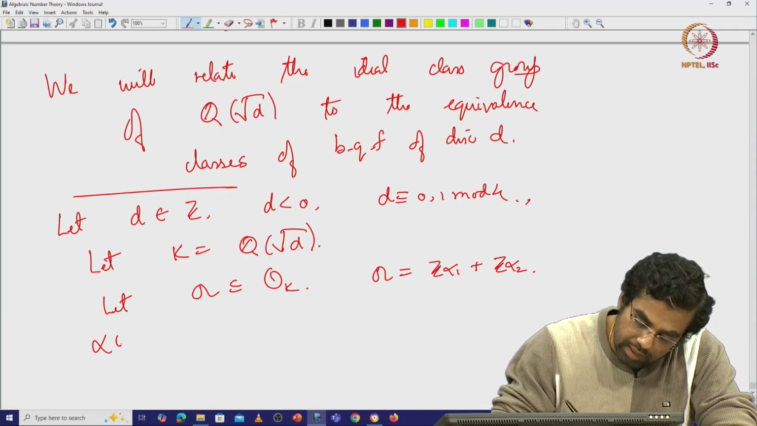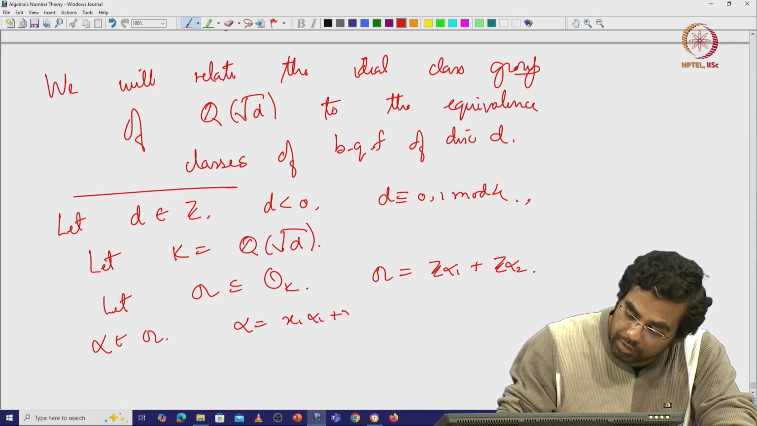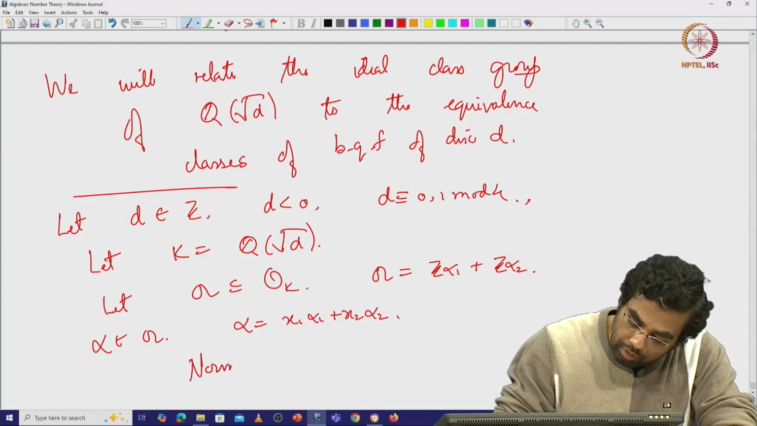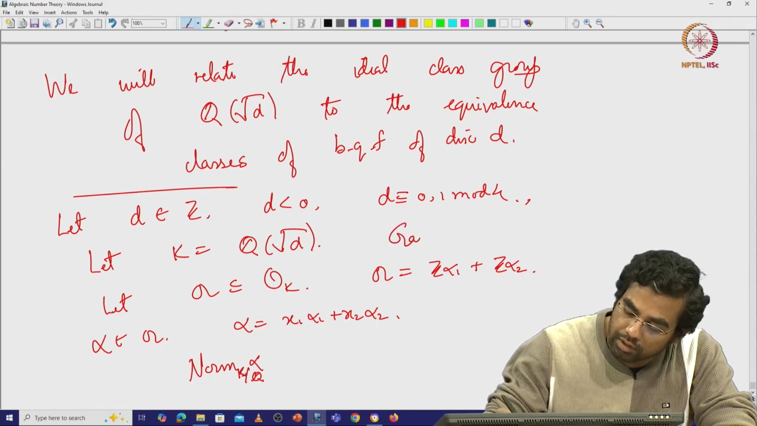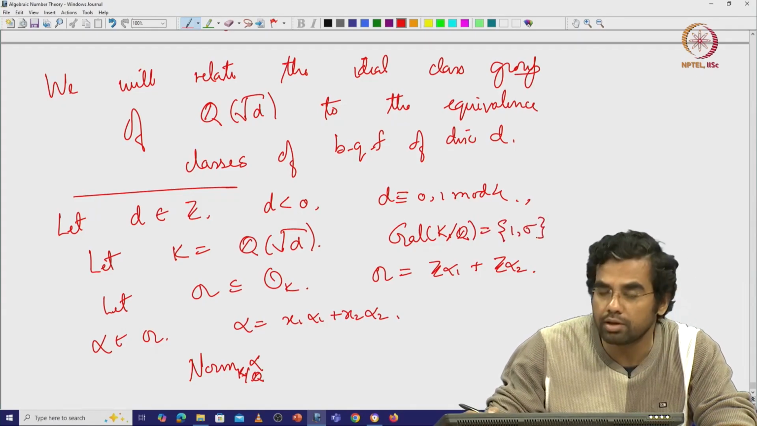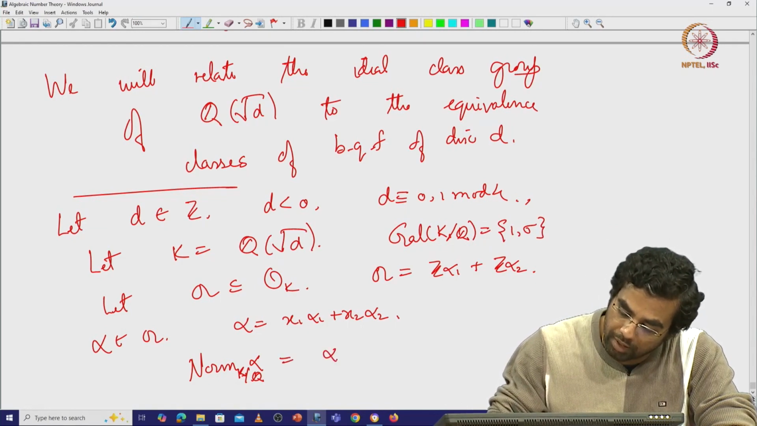Now, what I do is I take any alpha in A, I can write alpha as x1 alpha 1 plus x2 alpha 2. I can take the norm of alpha, the norm from k to q of course. So, let us say the Galois group of k over q will have order 2, right. So, there will be one trivial element and one non-trivial element. So, this will be alpha times sigma alpha, right.